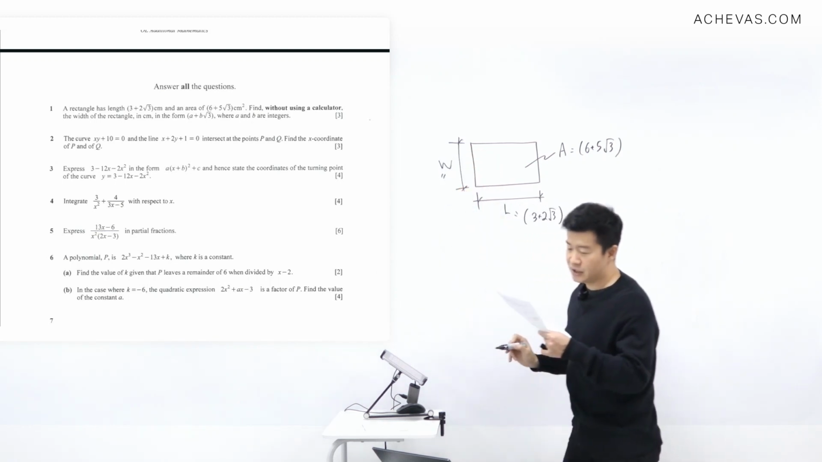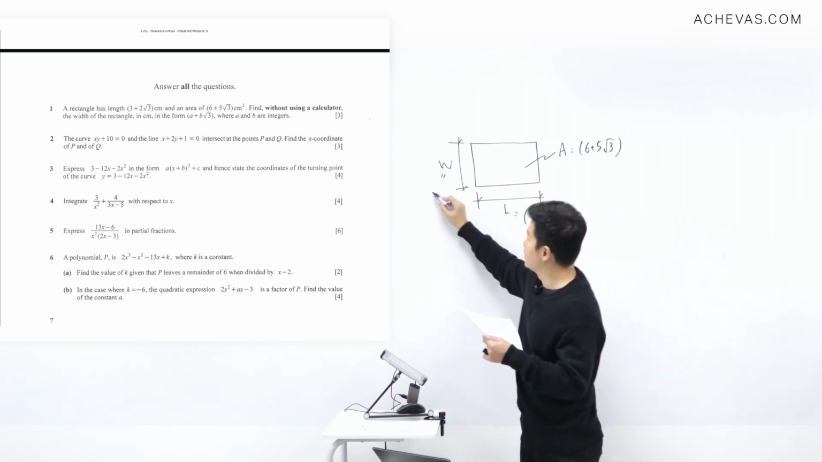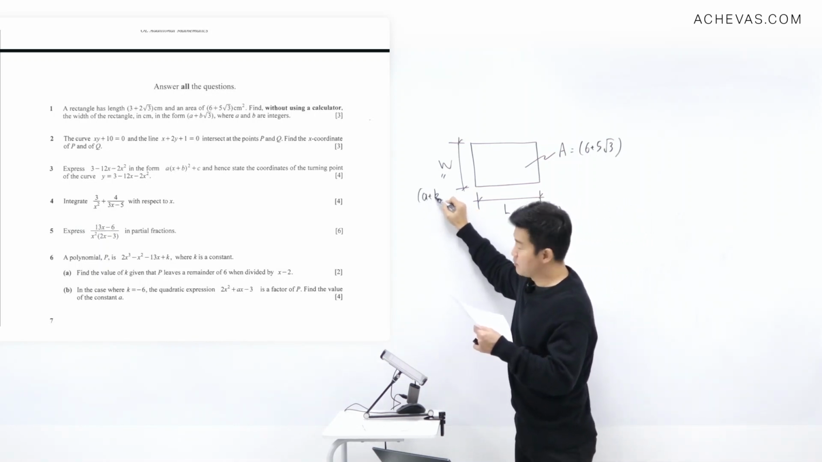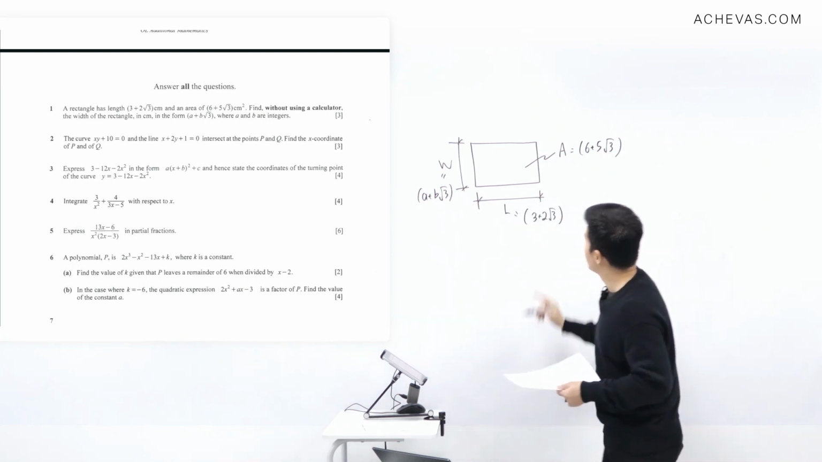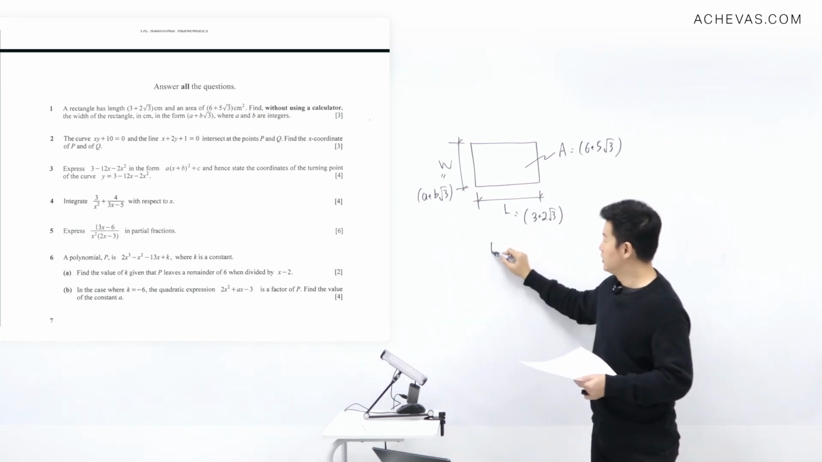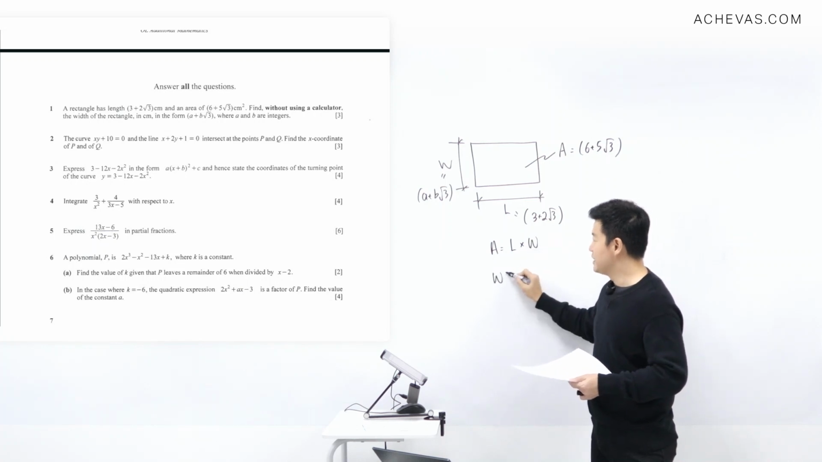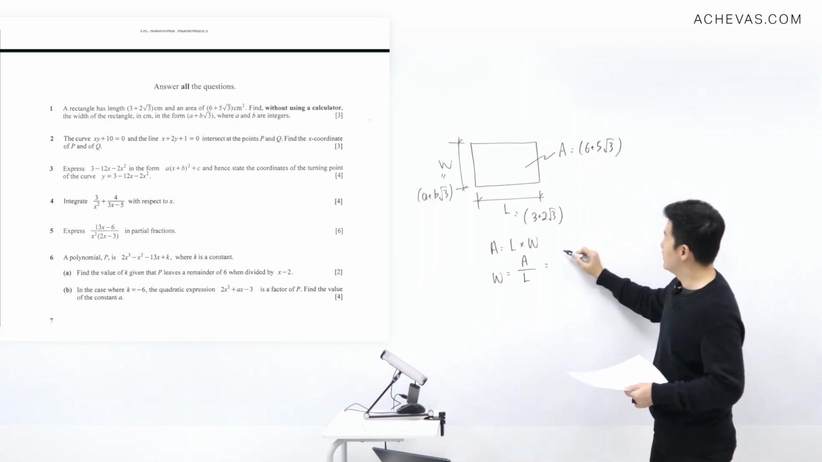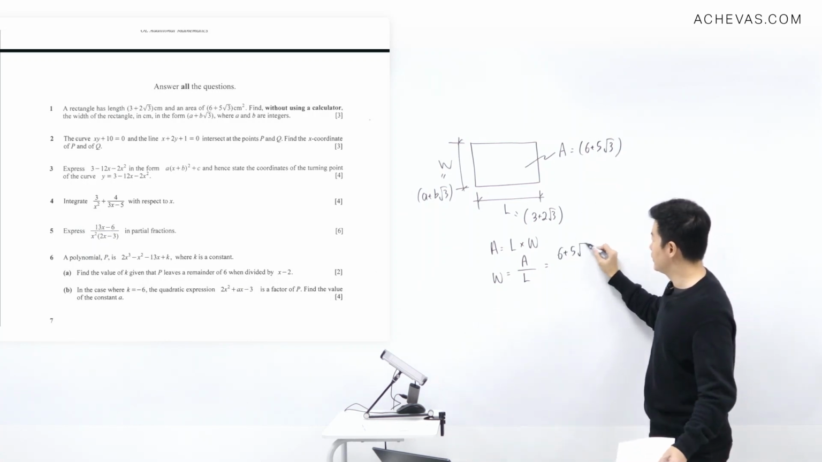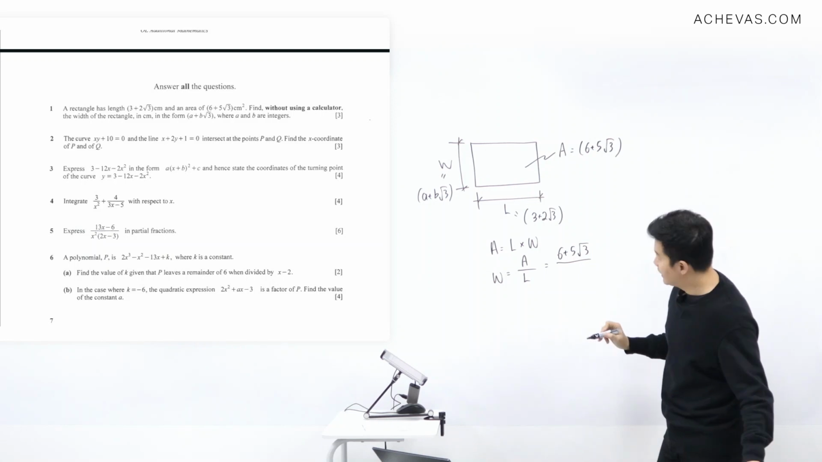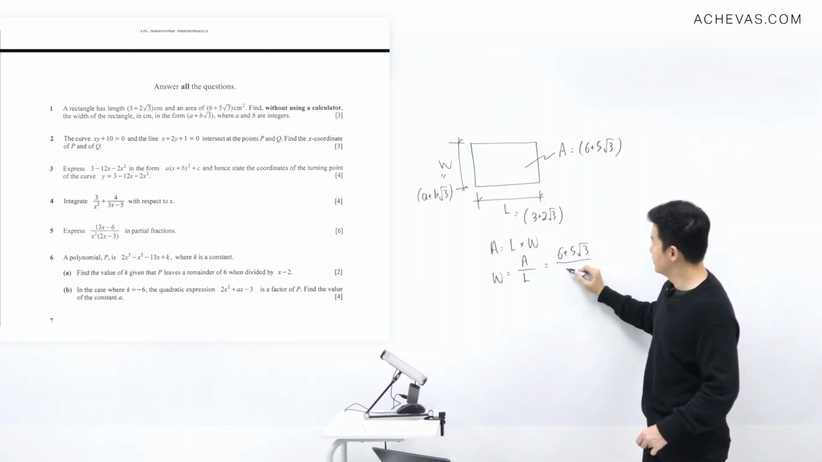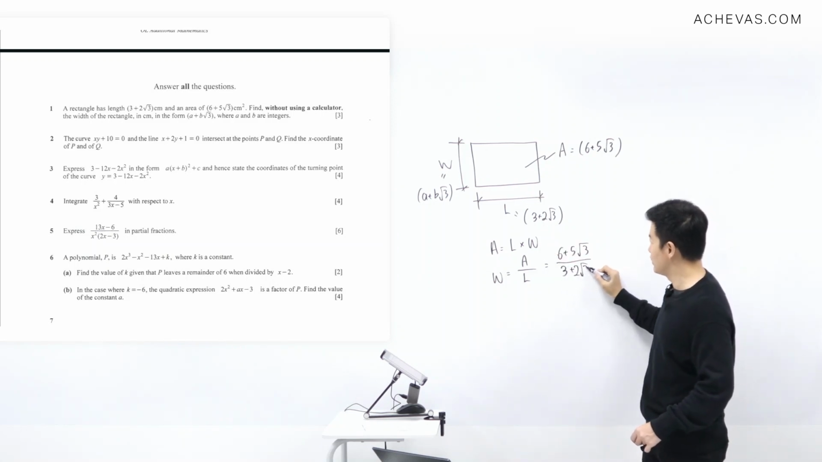And according to the question, we are supposed to change this width into the form of A plus B square root of 3. So for the area of a rectangle, it is equal to length multiplied by width, which means that the width is equal to area divided by length. The area is 6 plus 5 square root of 3, and the length is 3 plus 2 square root of 3.